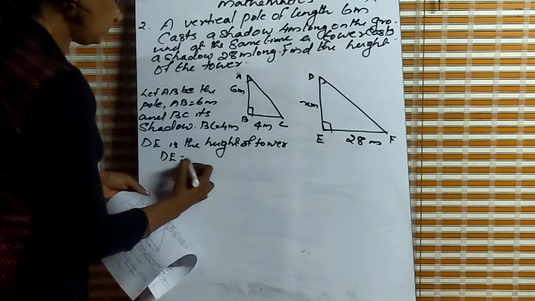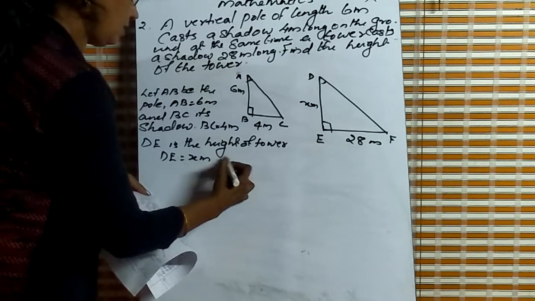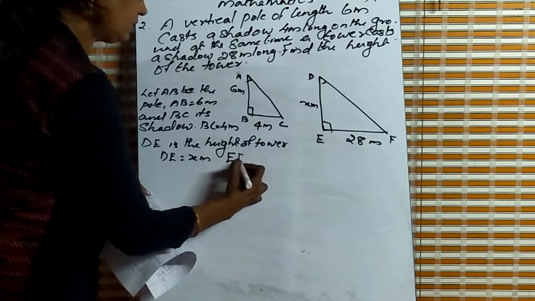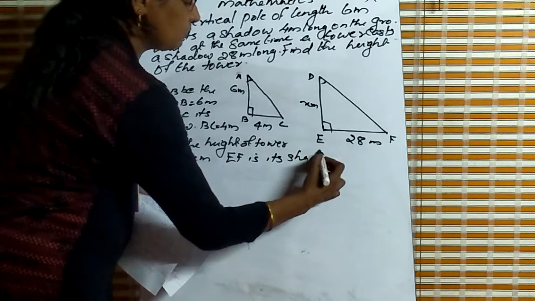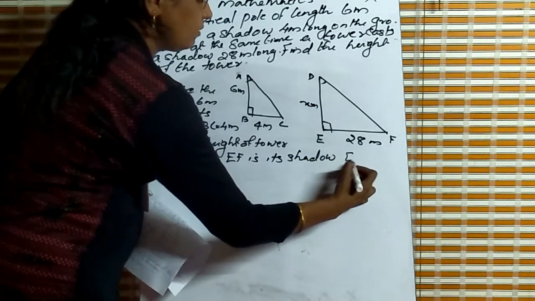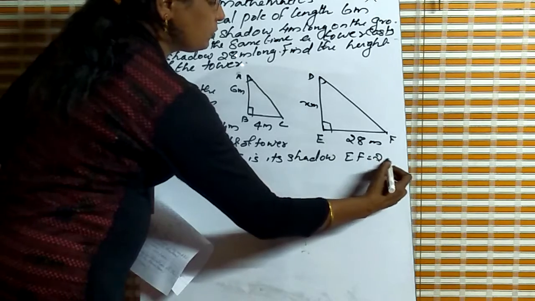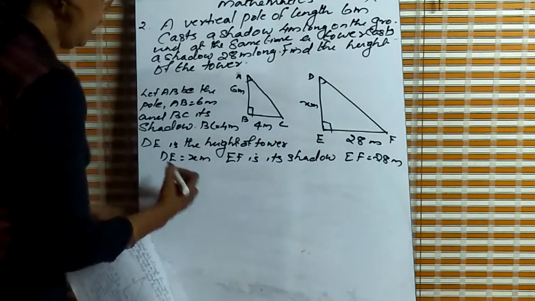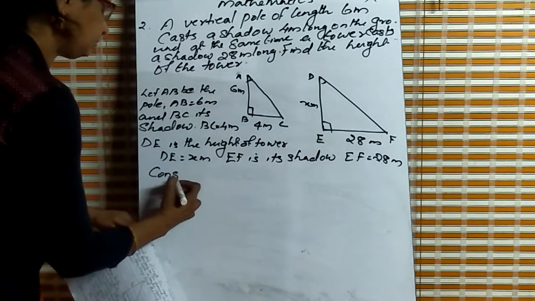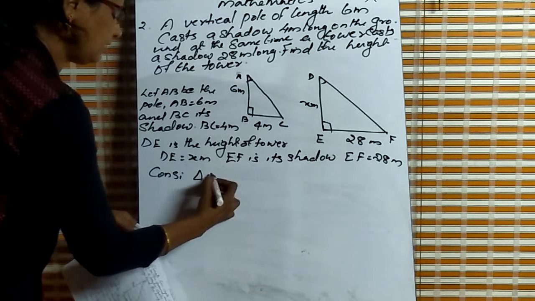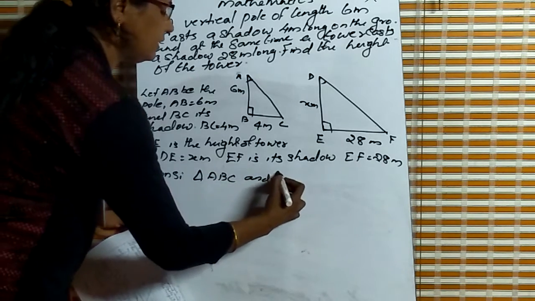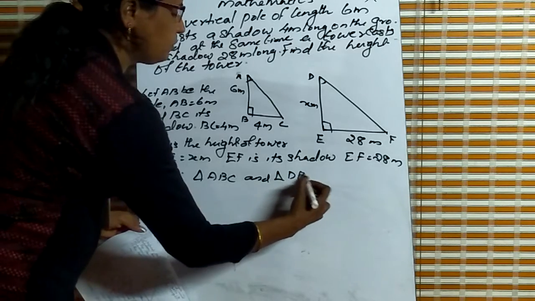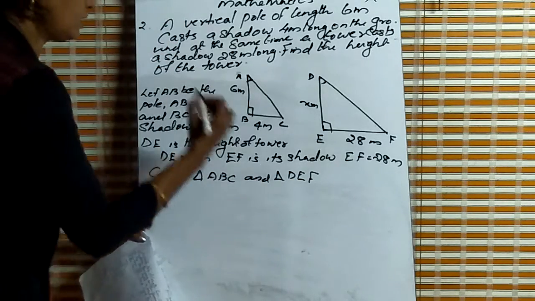DE is equal to x meter, and EF is its shadow. EF is equal to 28 meter. Consider triangle ABC and triangle DEF. We have to prove that these two triangles are similar.